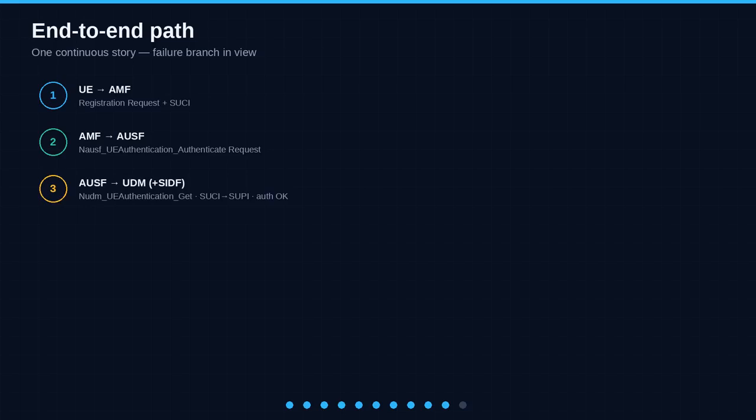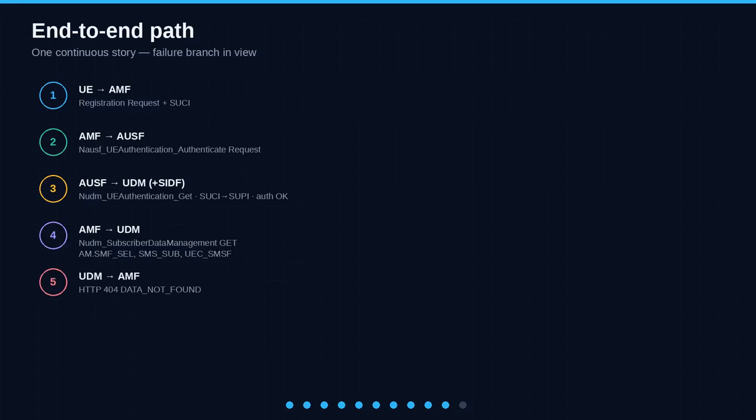Step 4. After authentication, the AMF still needs subscription material. It sends Nudm_SubscriberDataManagement_Get for am-data, smf-sel, SMS subscriber, and UEC-SMSF. Step 5, the UDM returns HTTP 404 DATA_NOT_FOUND. The profile pieces are missing. Step 6, the AMF issues a registration reject toward the UE. Procedure ends without a registered mobility context.